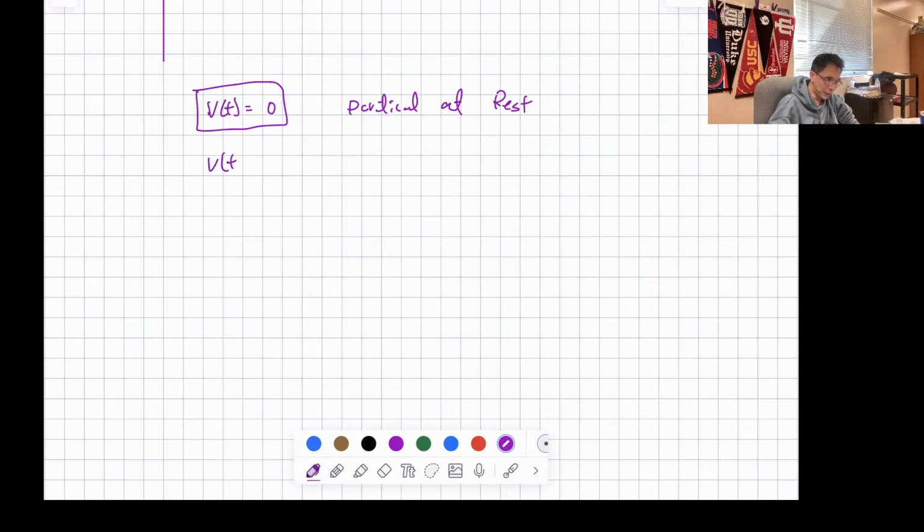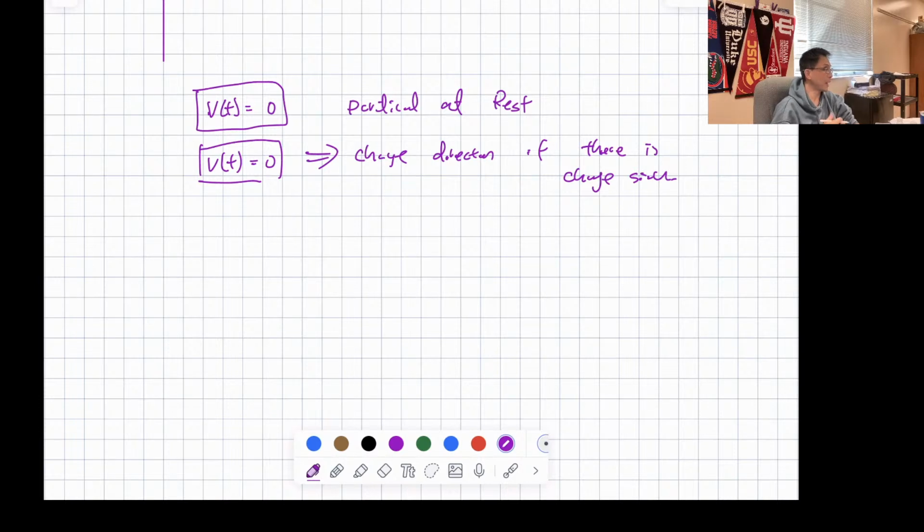Now V of t equal to 0 can possibly be changing direction as well, if there was a change in sign. So if they were changing from negative to positive or positive to negative, then that's going to be a changing sign. That's a velocity, right? So velocity equal to 0, that's going to be like this. Changing sign. So velocity has a direction. So V of t has a direction.